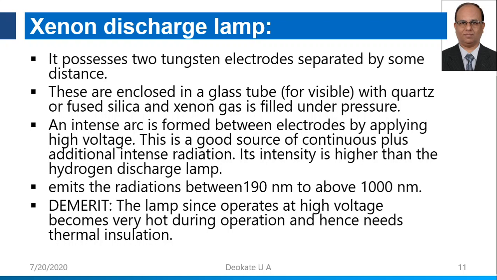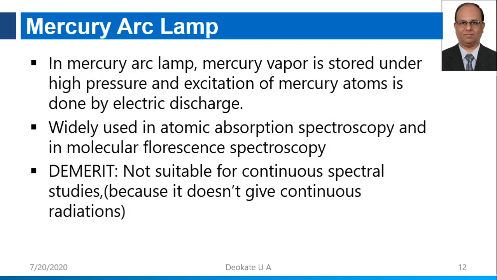It emits radiation between 190 nanometer and 1000 nanometer, meaning both the UV and visible regions are included, including some part of the near IR region. But it has certain demerits. The lamp, since it operates at high voltages, becomes very hot during operation and needs thermal insulation. They are not commonly used, but two lamps, the tungsten filament lamp and the D2 lamp, are commonly used.